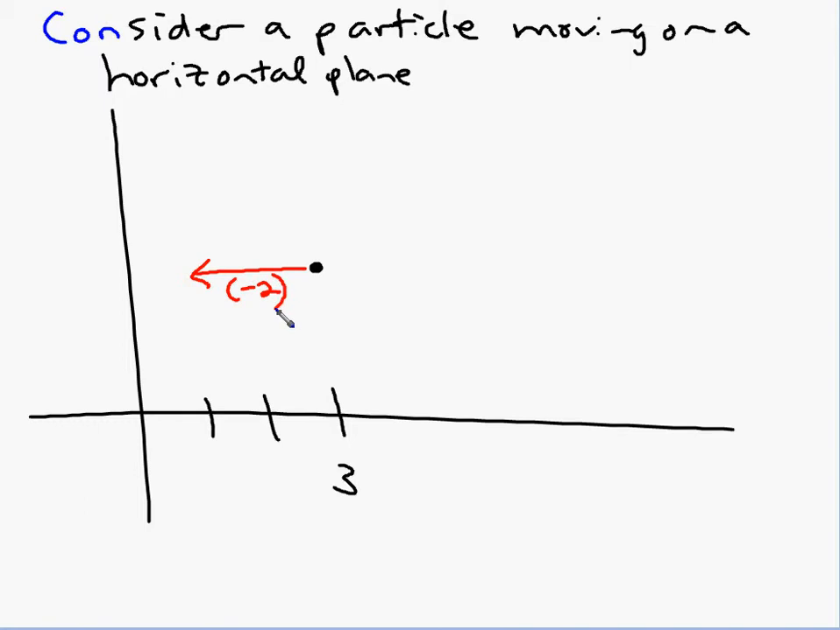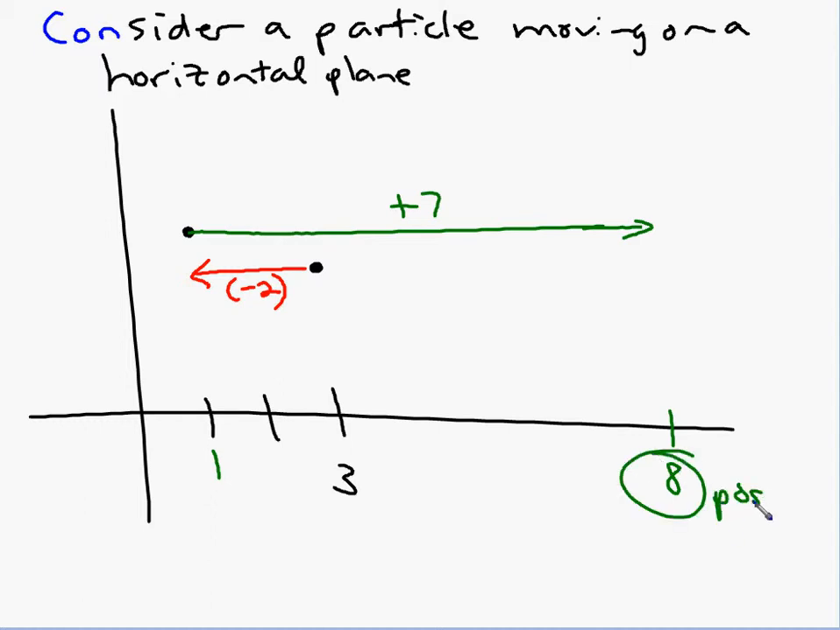Then from that point, let's say the particle is now here. Now the particle moves to the right 7 units. It doesn't take a rocket scientist to figure out where we're at now. We moved to the left 2 units and we wound up at 1. If I move to the right 7 units, I'm at 8. This 8 is the position of the particle.